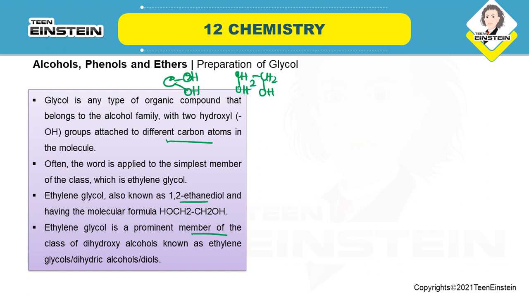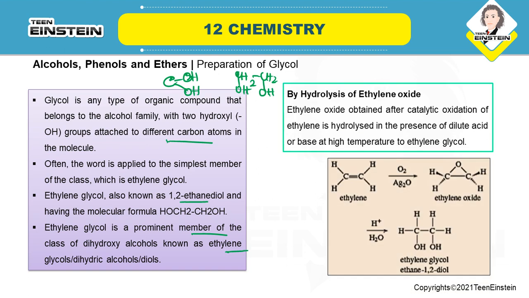You can also call it ethylene glycol, dihydric alcohol, or diol. How we can make it? Hydrolysis of ethylene oxide. Ethylene oxide is epoxide, this one. Fine. But first we will make epoxide. How we will make it? Epoxide, or ethylene oxide, same thing, can be made after catalytic oxidation of ethylene, that is this molecule C2H4.